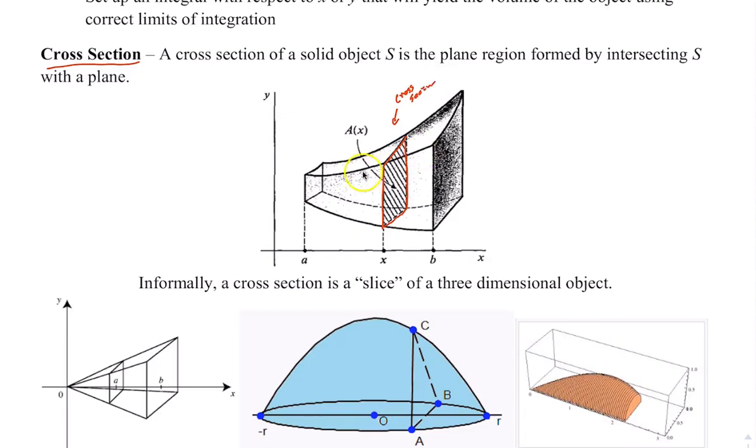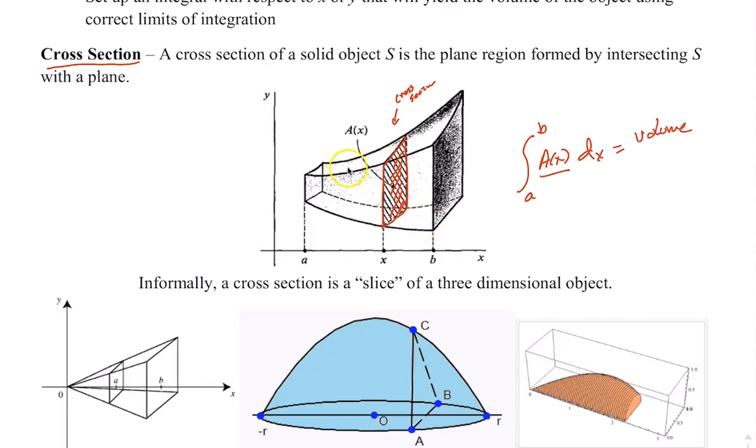And we use that cross section to help us find the volume. So how do we do that? Well, if we find the area of this cross section, you can integrate that area along the length of the whole object, and we would get the volume of the whole thing.